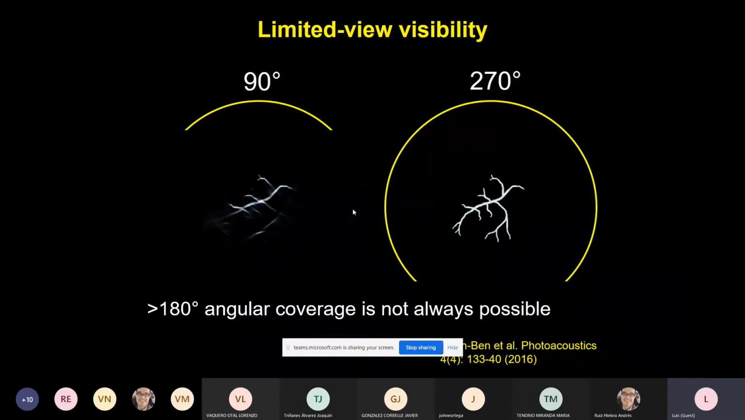If we get more than 180 degrees, you see that we recover the image properly. But if we have less than 180 degrees, the image is strongly distorted. So this is essentially what we need if we want to make a good optoacoustic image. The problem is that this is not always possible, especially if we want to use optoacoustics in the clinics, where we can only access the body from one side, not from two sides. So this is a fundamental problem in optoacoustic imaging that is still ongoing research.